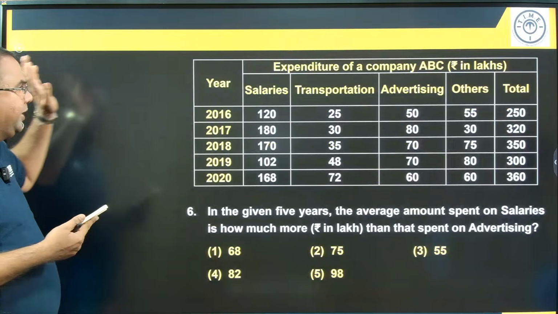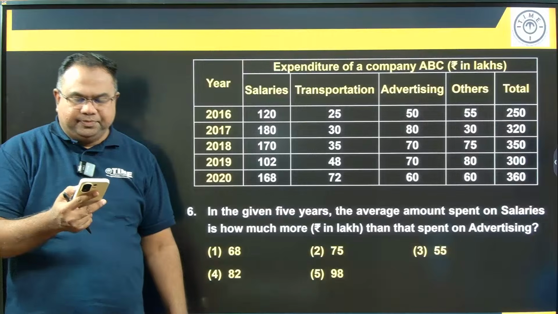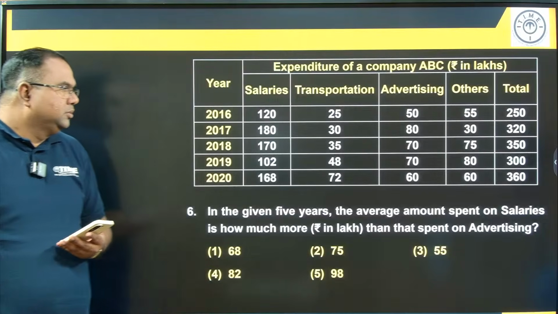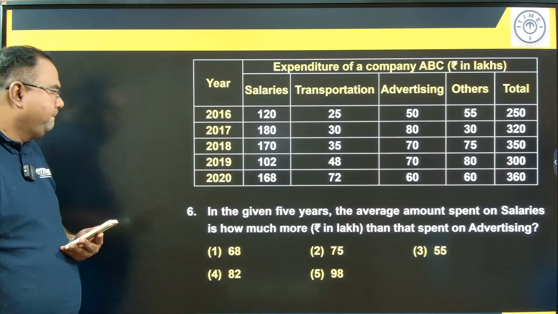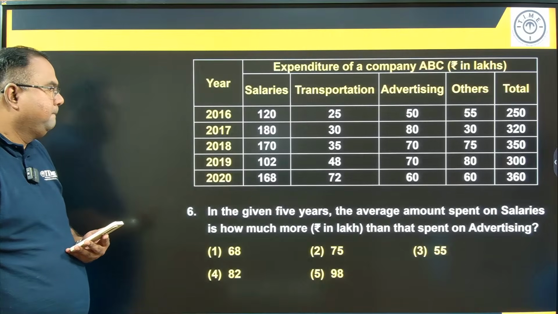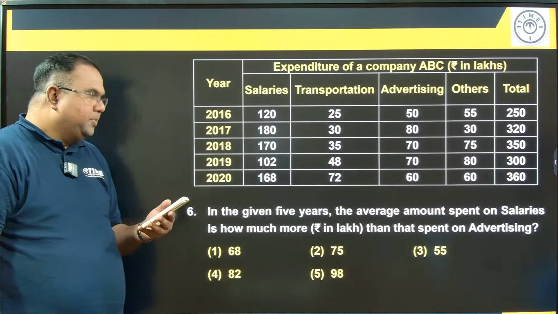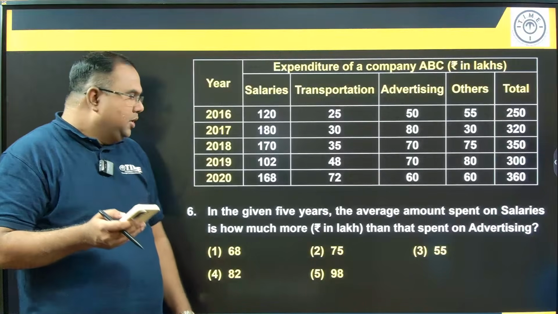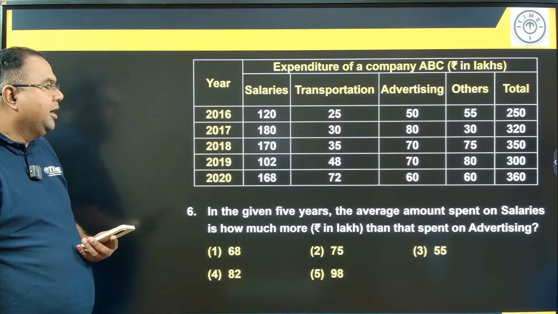Income is expenditure plus profit, right? This is the first question on your screen. This is the given data. All of you try. I'll give you 30 seconds. Try these questions, students. I'm waiting for your answer. In the given 5 years, the average amount spent on salaries is how much more than that spent on advertisement?